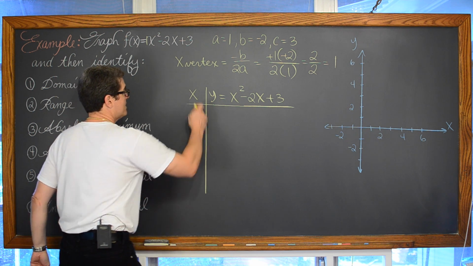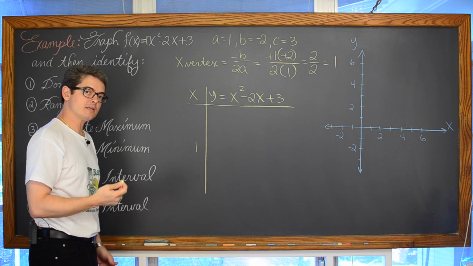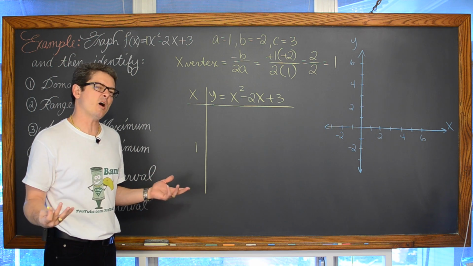So when I create this table to come up with some points to connect and draw our parabola, I'm going to have the x of the vertex be the center number. And then I'm going to pick two numbers that are less than that and two numbers that are bigger. And I'm just going to do something easy. I'm just going to count by 1.